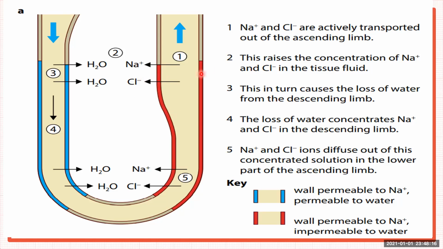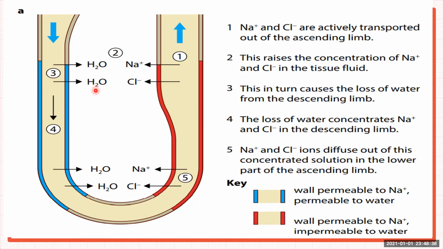But this side is impermeable to water. So sodium and chloride are actively transported out, but because of that, the concentration of sodium and chloride in the interstitial fluid actually increases a lot. So what happens is that water will diffuse out of the descending limb of the loop of Henle into the interstitial fluid, because this part here is permeable to water, right?